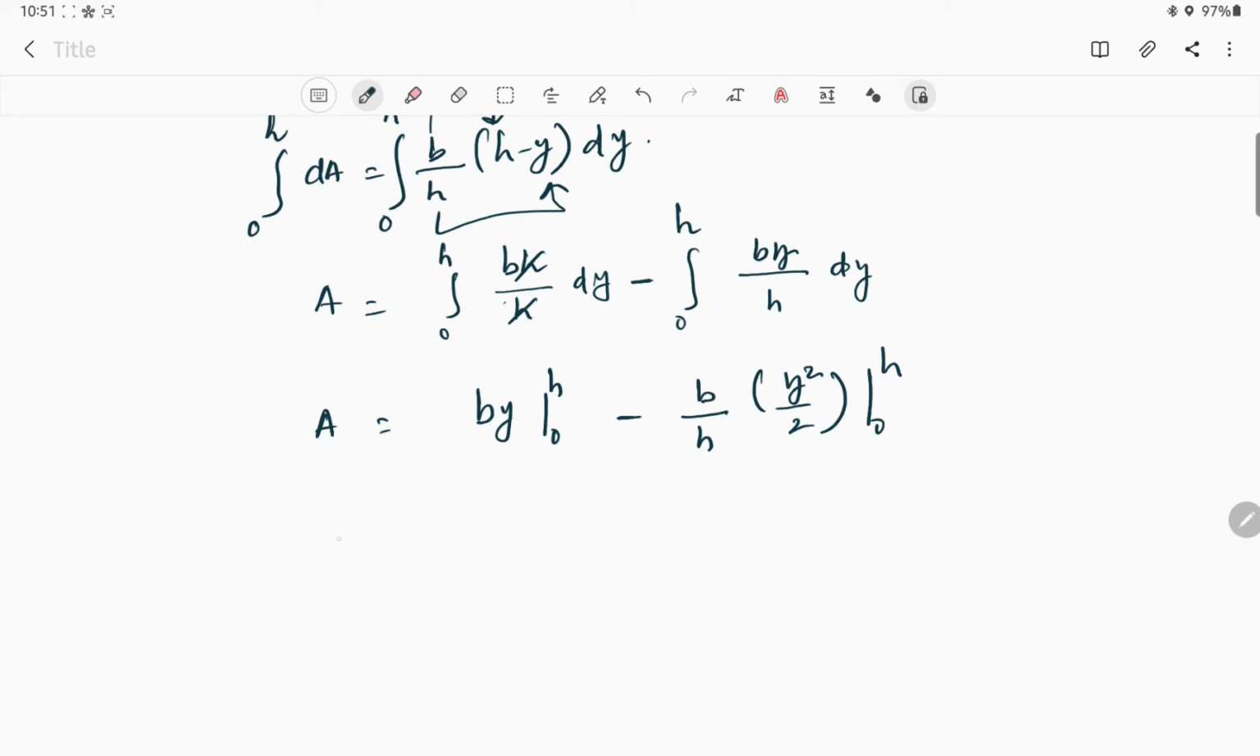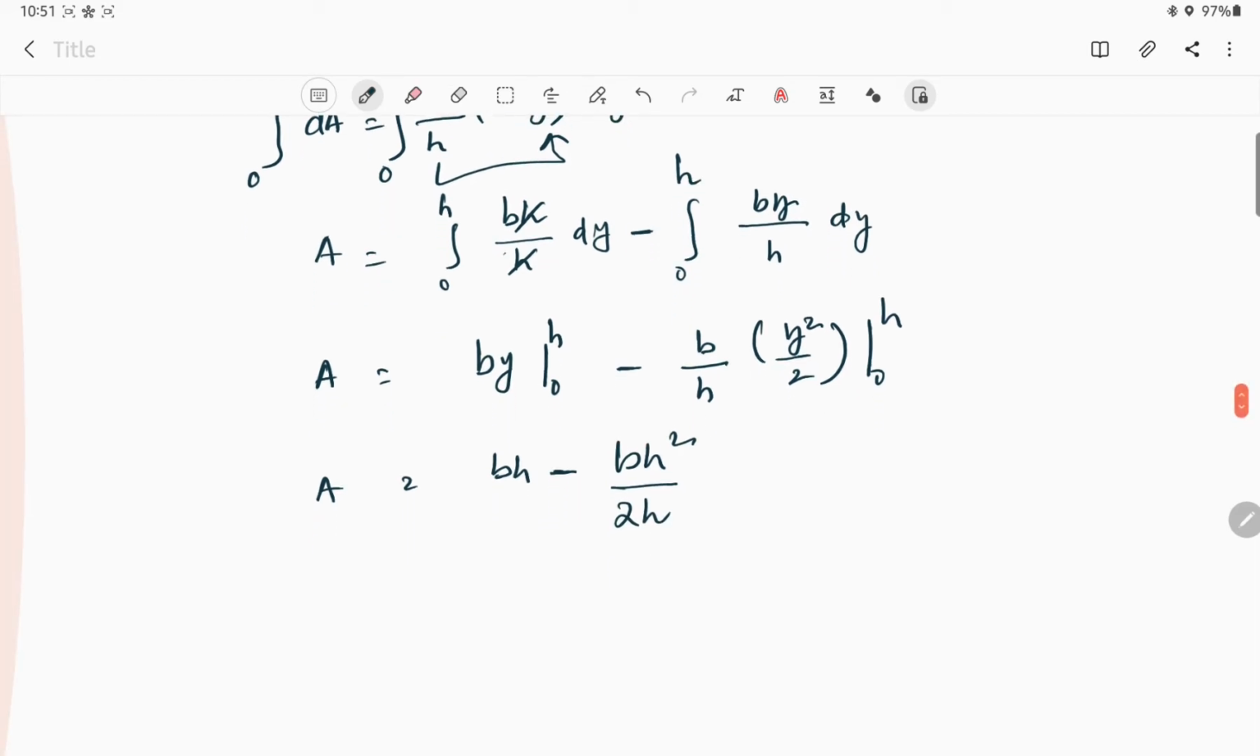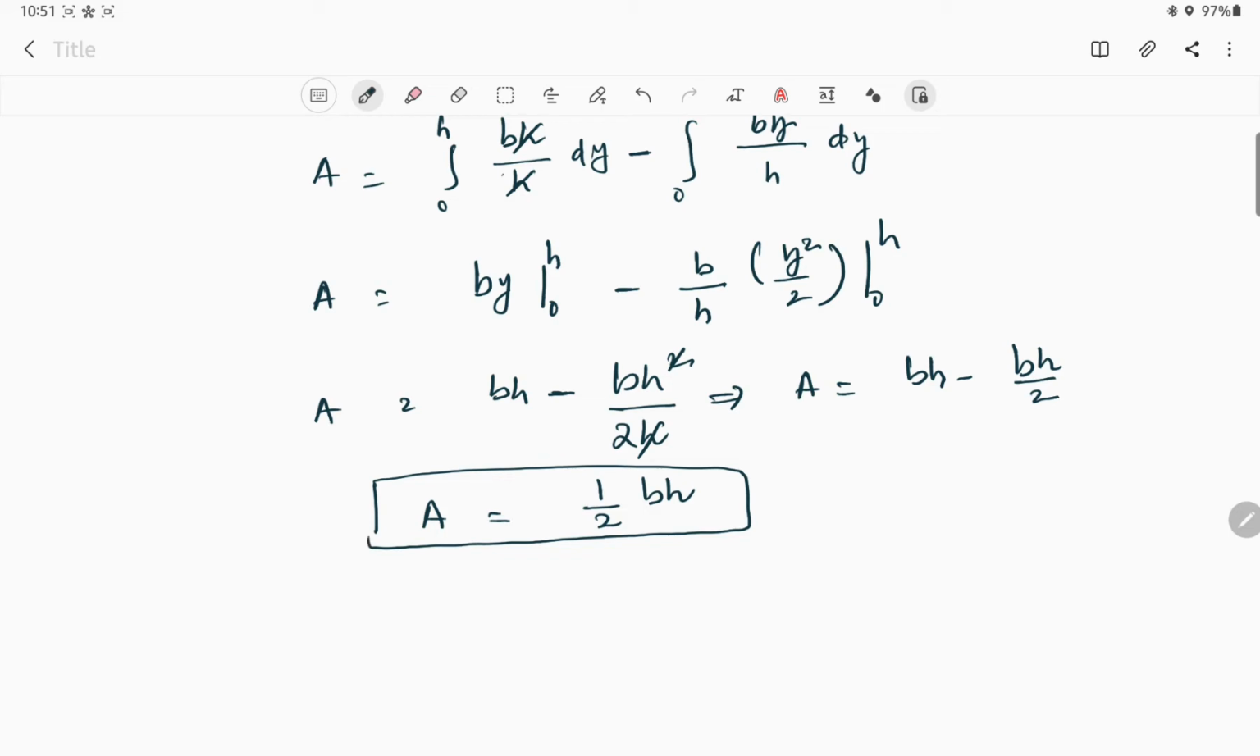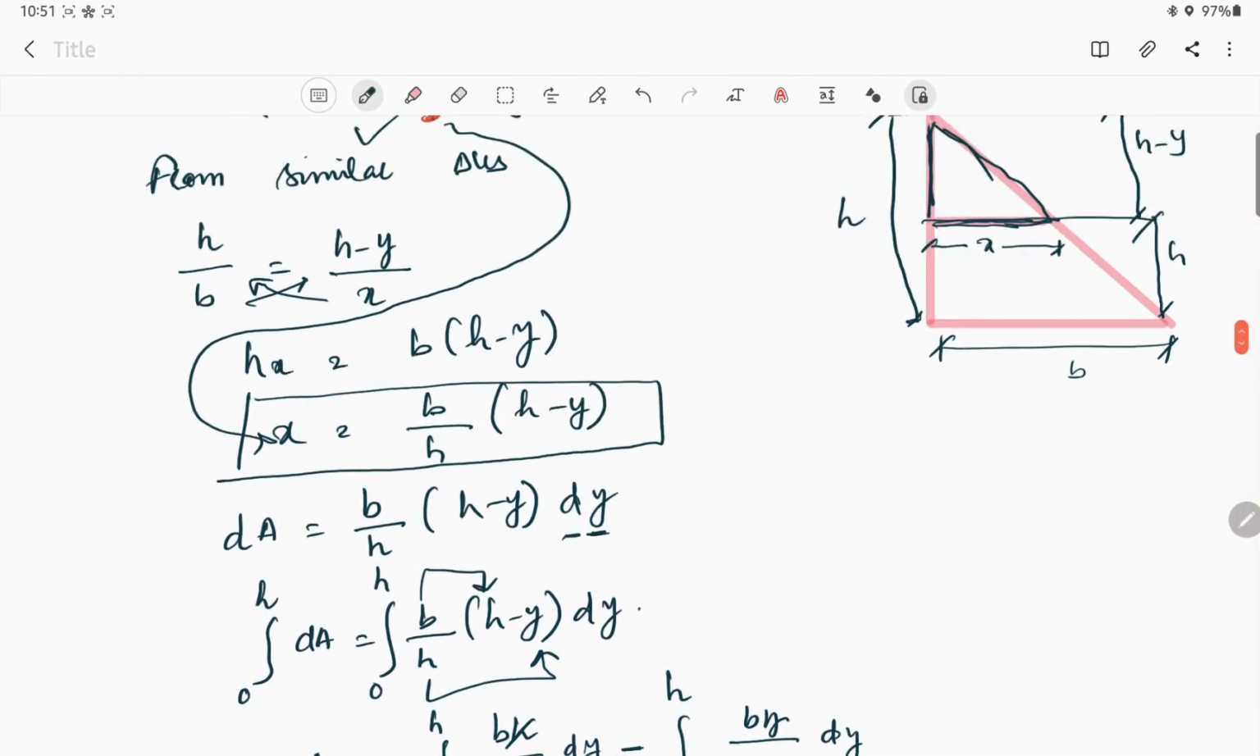Once you apply these limits, you will get the area as bh minus bh square by 2h. If you cancel this one and this one, you will get area is equal to bh minus bh by 2. So that means area is equal to half base into height, bh by 2. This is the area of triangle. We have derived the area of triangle with the help of integration.